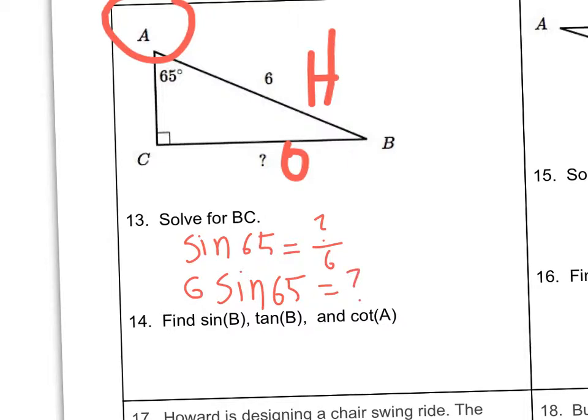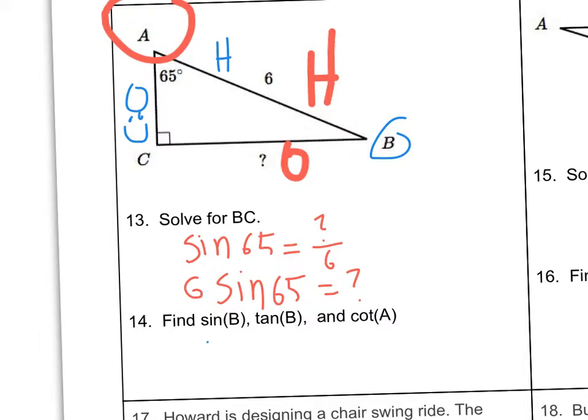For number 14, we got to find sine of B. Now we've got a new opposite, new hypotenuse. So we got to figure out what that is. I'm just going to call this smiley face for now. You could figure out what that is with the Pythagorean theorem. I don't have a calculator on hand, so I'm not going to actually get the calculation out. Sorry for the yawn there.